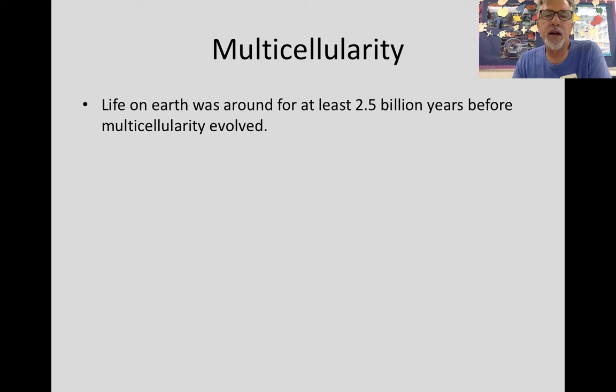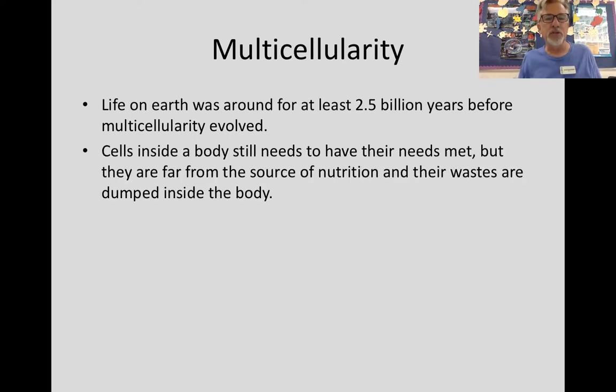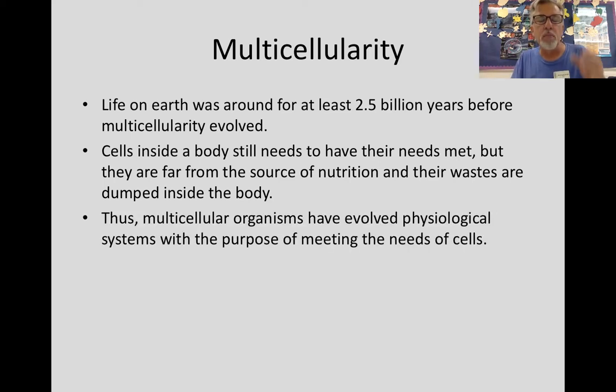Life on Earth has not always been multicellular. It was about 2.5 billion years of life before there were multicellular organisms. In a multicellular organism, you have this conundrum because the cell is inside the body, but it still needs to have its needs met. It needs the energy molecules, it needs the building block molecules, and it's also going to need oxygen, as we just learned in the cellular respiration unit. But they are far from the source of nutrition, and when they release wastes, those wastes are inside the body, so they have to be gotten rid of. So multicellular organisms have evolved physiological systems with the purpose of meeting the needs of cells.